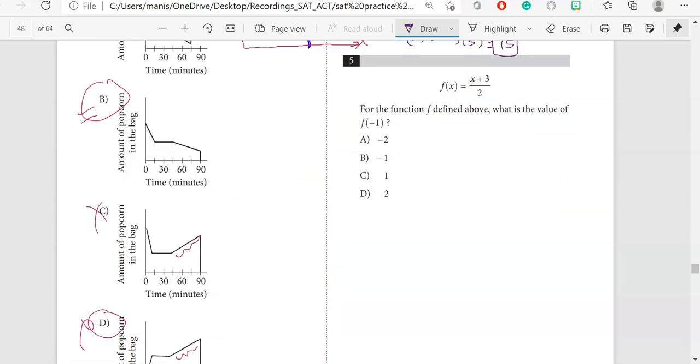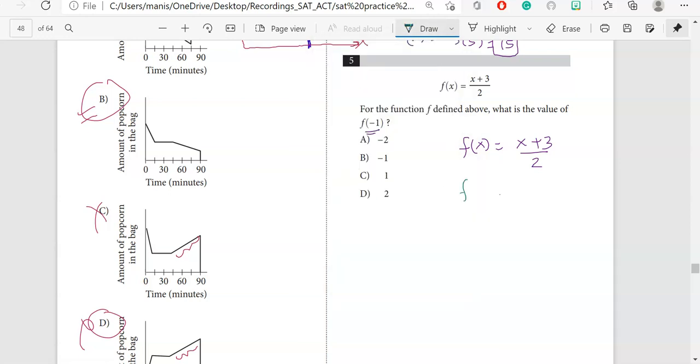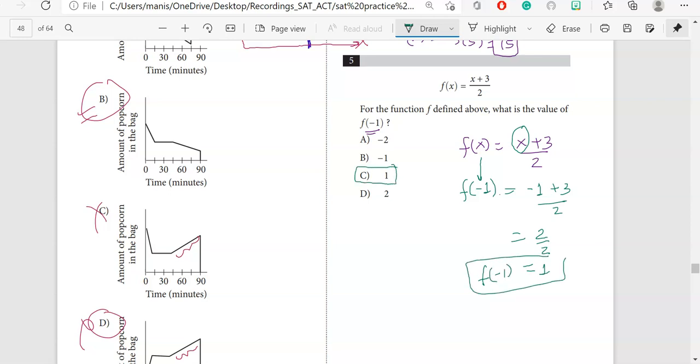Question number 5. For the function f defined above, what is the value of f of negative 1? So I have been given the function f of x is equal to x plus 3 divided by 2. So I have to find the value of f of negative 1. What I will do is I write it like this. Now it is clearly telling you the value of x is negative 1. So you should replace this x by negative 1. You can use a calculator for this, or you can just do mental math. Your answer is 1. So this is telling me f of negative 1 is 1. So this is your answer.